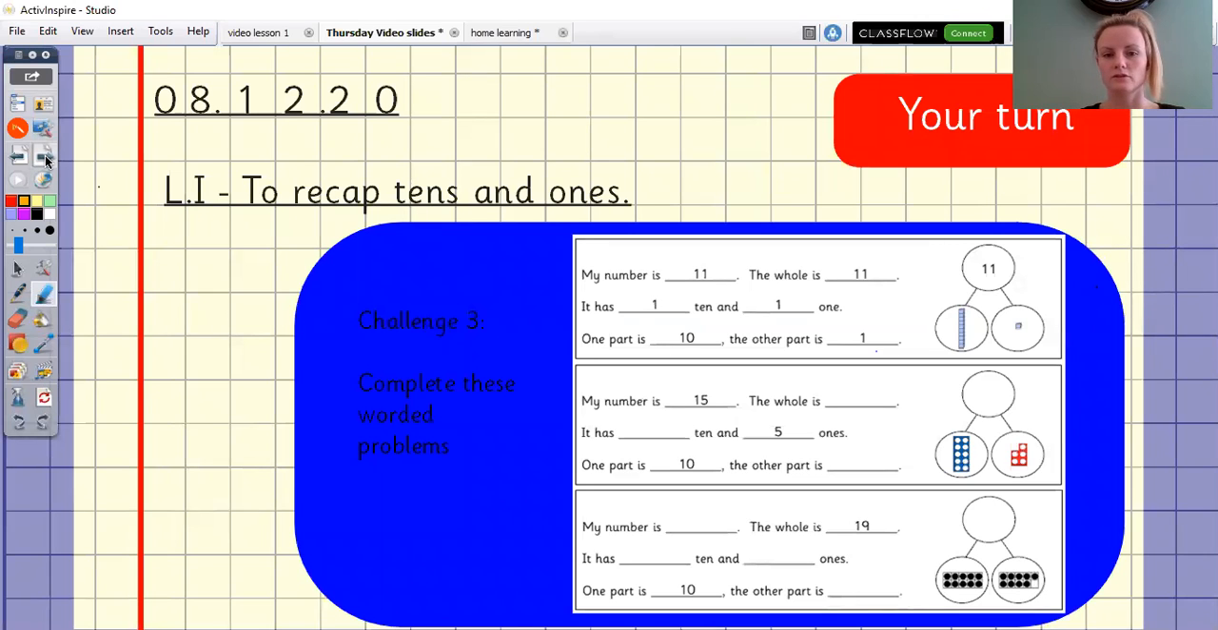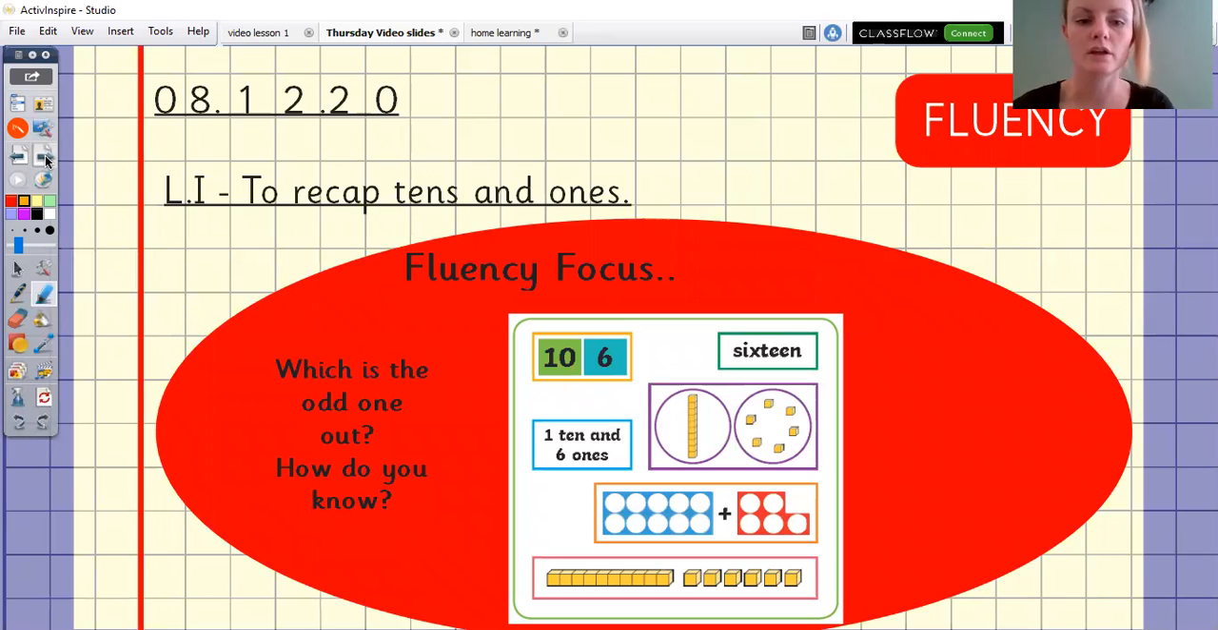Okay, and then your challenge X. Don't worry if you're feeling pretty exhausted by now. I have given you a lot to do, but I know some children are really enjoying the challenges and some will find this very easy, others might find it really difficult. That's absolutely fine, but I just thought I would give you an extension so that you can do this yourself. So this is your fluency focus, which is what we do at the end of the lesson. It's like a plenary. So I'll show you this. You need to find out which one is the odd one out and how do you know.